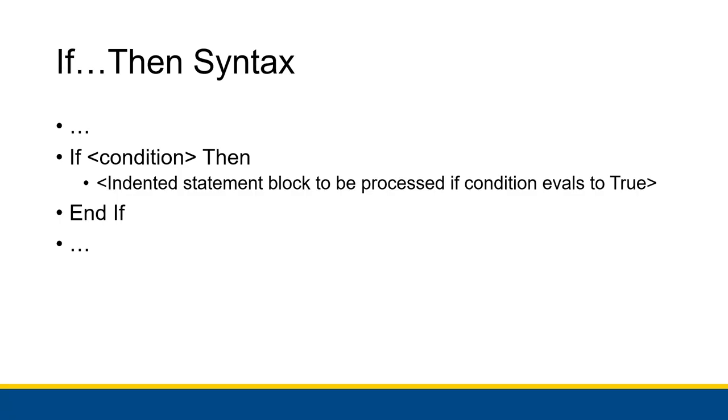Now the actual syntax when you're typing an if-then statement into Visual Basic is going to be this. It's if, and then you type your condition, you type your Boolean expression, and then after the Boolean expression, you type then, capital I for if, capital T for then. After that, you have your statement block, which is essentially normal code, but you indent it.